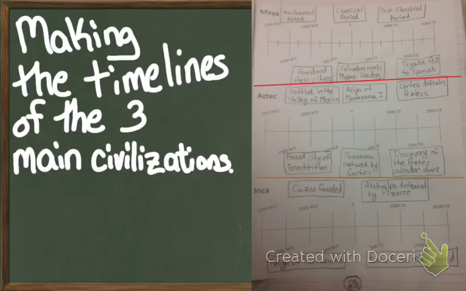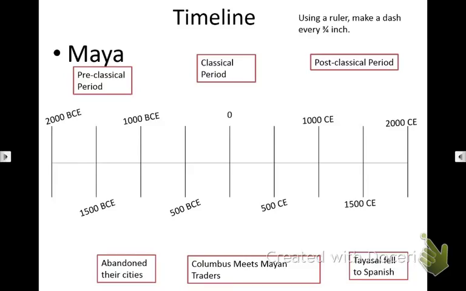We're going to now connect the boxes to the correct spots in the timelines. The Mayans. According to the reading, the Mayans pre-classical period was in 2500 BC.